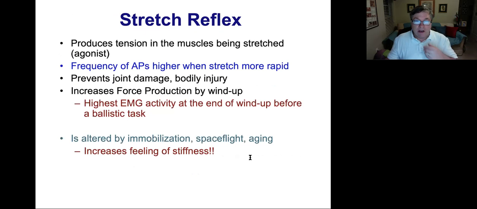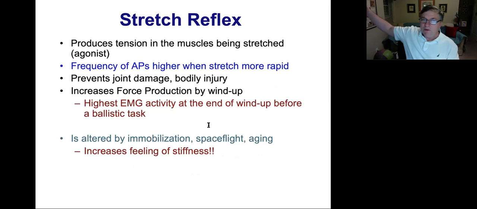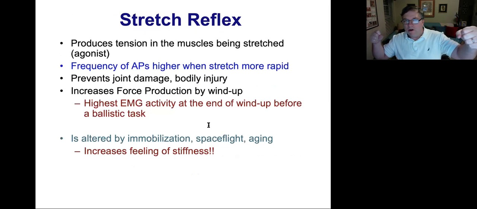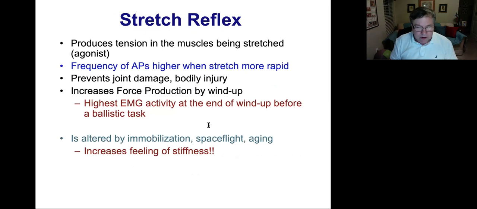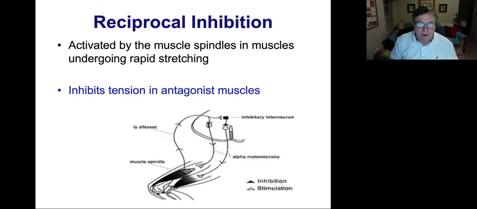So with the stretch reflex, the faster the stretch, the faster the action potentials come down those afferent neurons. And in fact, at the end of a windup is where we see the greatest EMG activity. So it's like taking a bow and arrow and putting a motor on it, a rocket on it maybe, and you're just going to let it go afterwards. So the windup when you're stretching rapidly becomes important, because you get that stretch reflex, which is going to increase the amount of force in the agonist muscles.